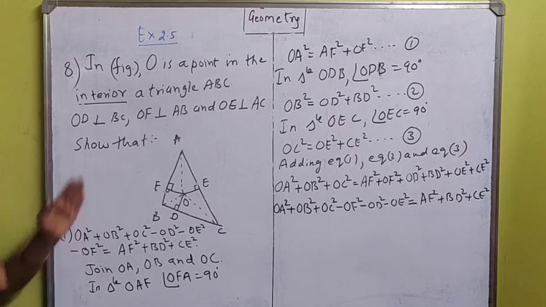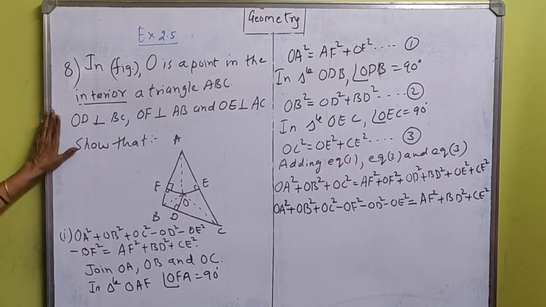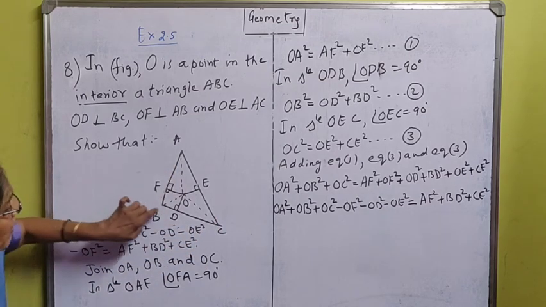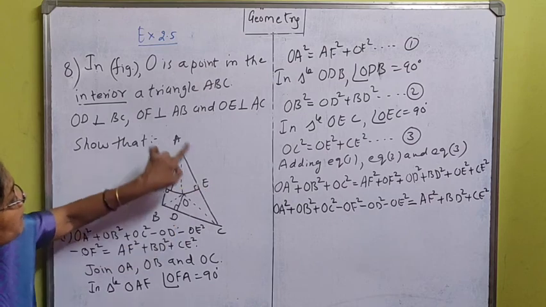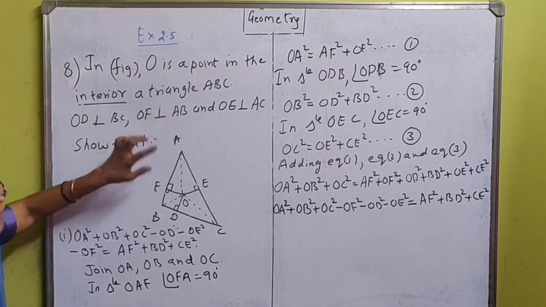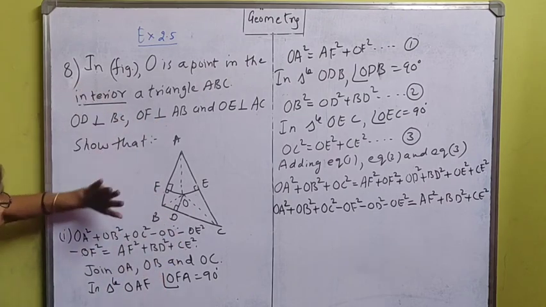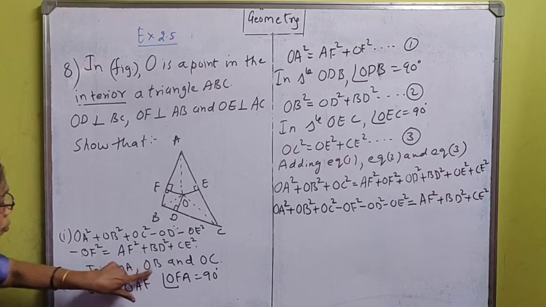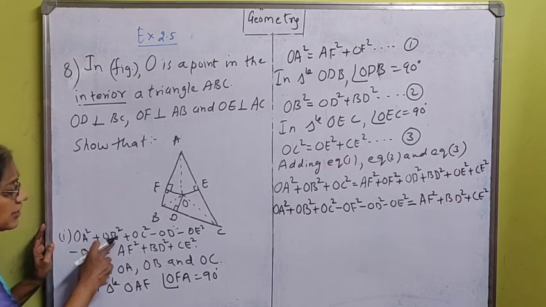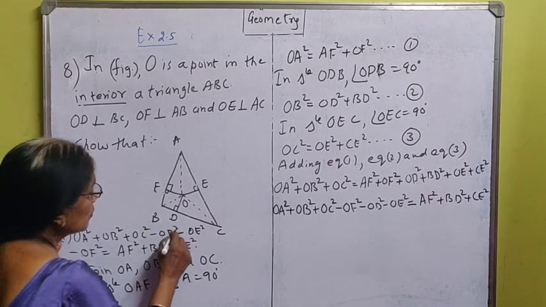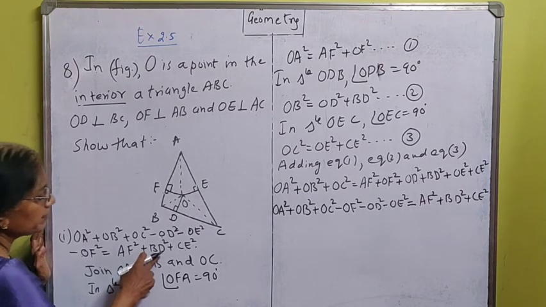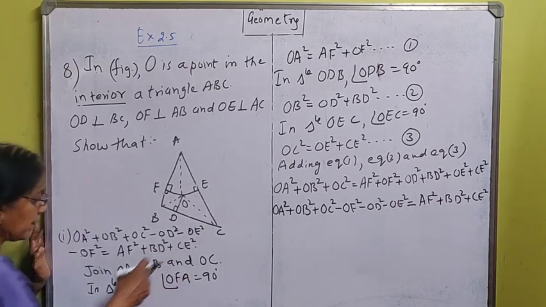So once again I will explain this. What is given? ABC is a triangle, O is inside the triangle, OD is perpendicular to BC, OE is perpendicular to AC and OF is perpendicular to AB. We want OA square, OB square and OC square. So it is not joined, so we have to join OA, OB and OC. What is the first sum asked? OA square plus OB square plus OC square minus OD square minus OE square minus OF square is equal to AF square plus BD square plus CE square.